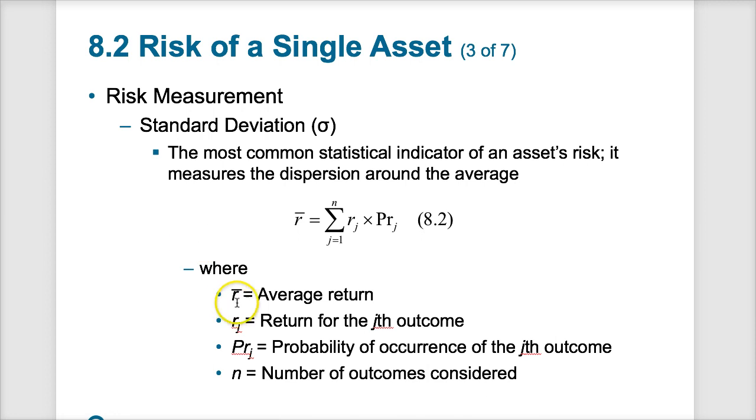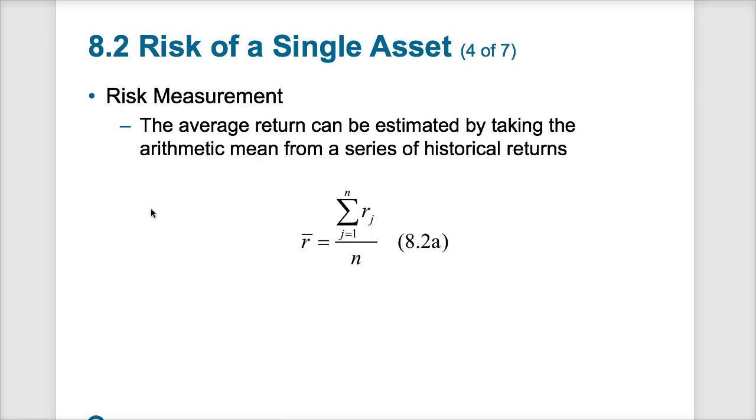And basically we take the average return and we're going to look at the return for the J number of outcomes. So R sub J would be the return for each outcome, along with the probability of occurrence, and the number of outcomes considered, which would be N. So it's a summation of these outcomes compared to the average return. So we could make a risk measurement of this. We can take this formula and we can calculate.